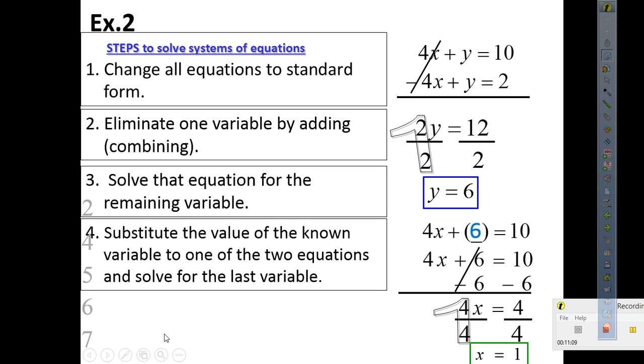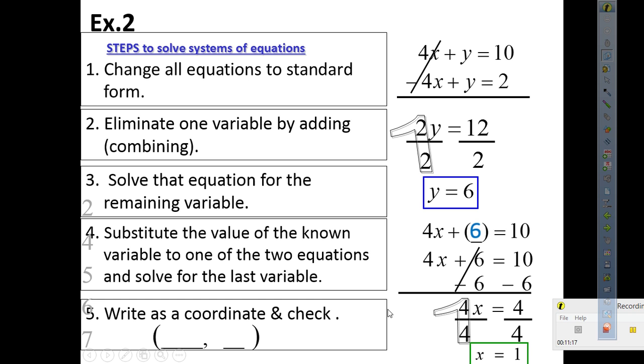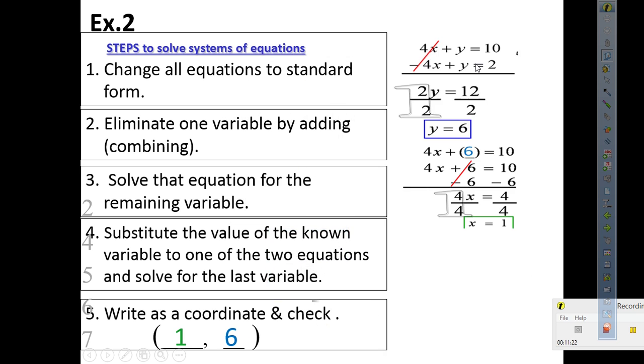So my possible solution is 1, 6. Let's check. Instead of x, I write in there 1. Instead of y, 6. 4 times 1 is 4. 4 plus 6 is 10. 10 equals 10.